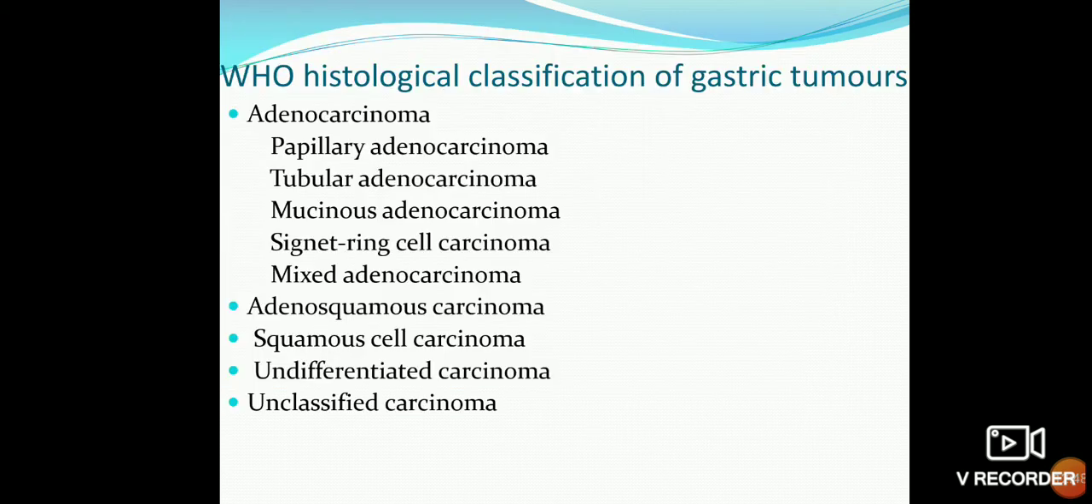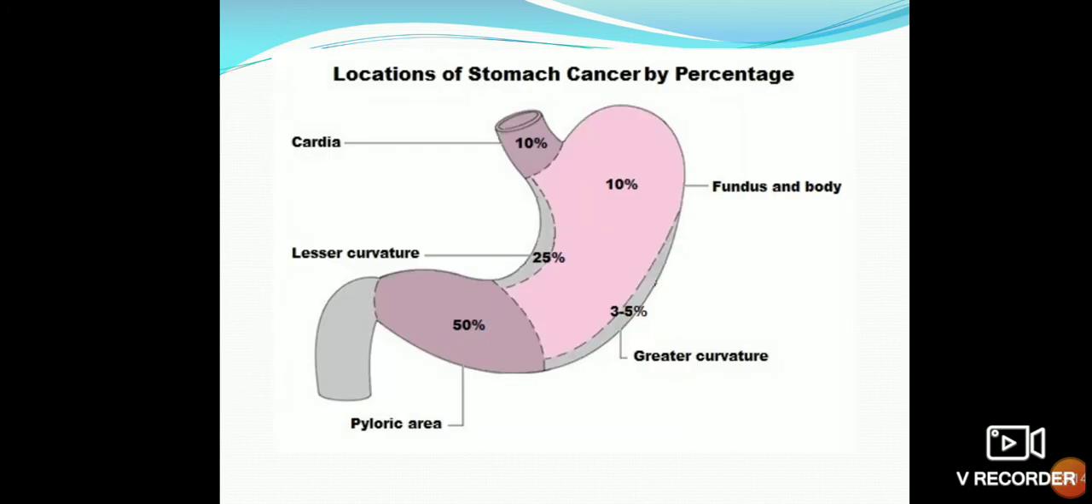WHO histological classification of gastric tumors. The first one is adenocarcinoma, which is the most common. It has many types by the character of growth: papillary type, tubular type, mucinous, signet ring cell carcinoma and mixed type. The second one is adenosquamous carcinoma, third is squamous cell carcinoma, fourth is undifferentiated, and fifth is unclassified carcinoma.